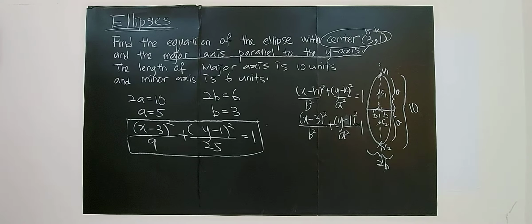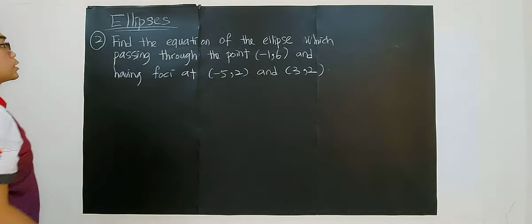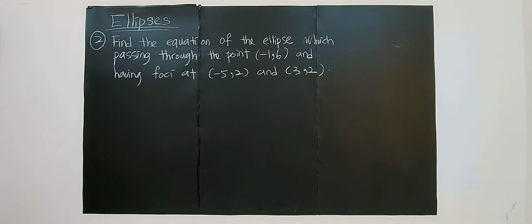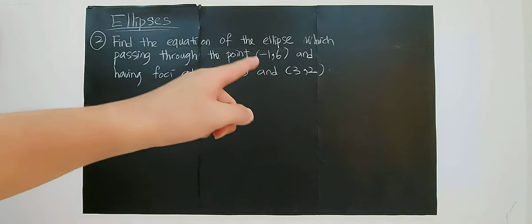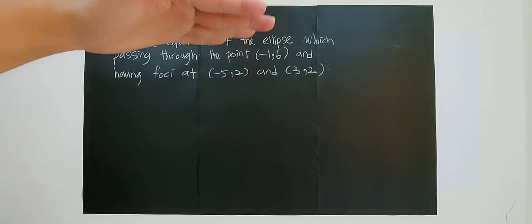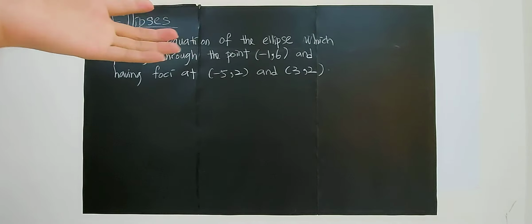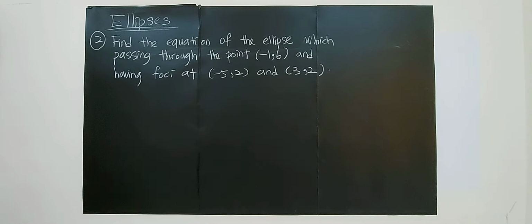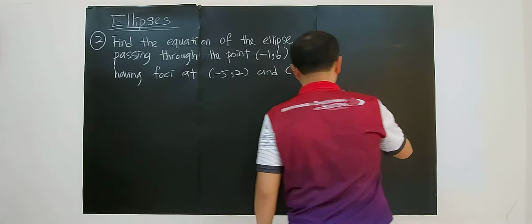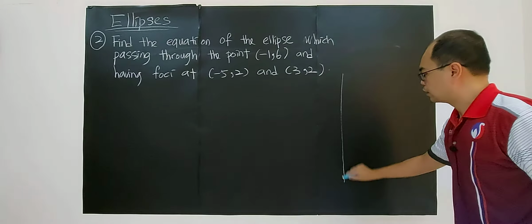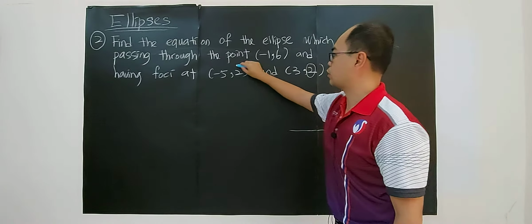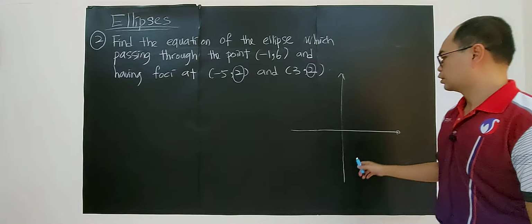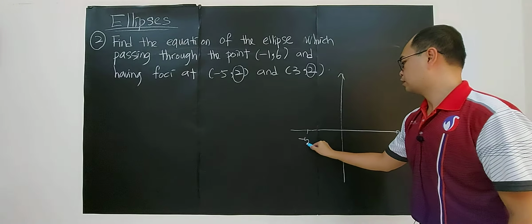All right, let's continue with the second example in this video. Find the equation of the ellipse again, which passes through the point (-1, 6). This one, hold on, because it doesn't tell us the shape of the ellipse directly. Having the foci is very important here. If we're sketching the ellipse, the foci will be (-5, 2) and (3, 2). You see that the y value remains constant but the x value changes, so it means the foci are horizontally displaced.